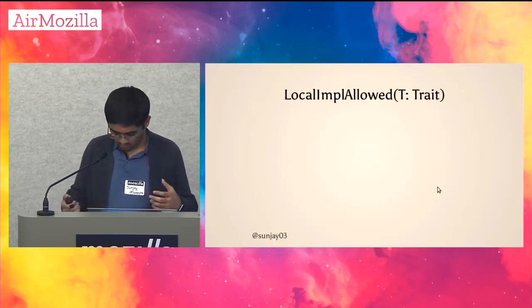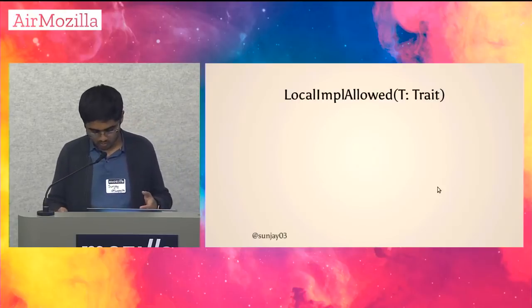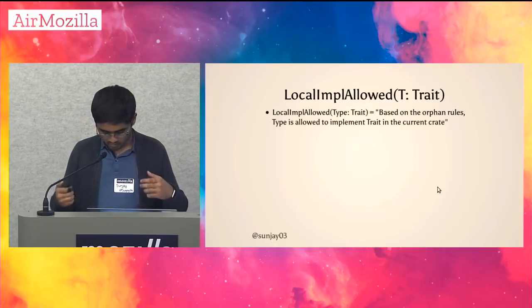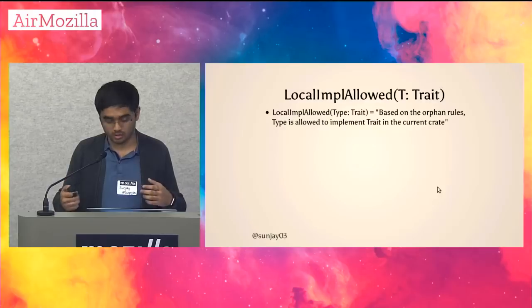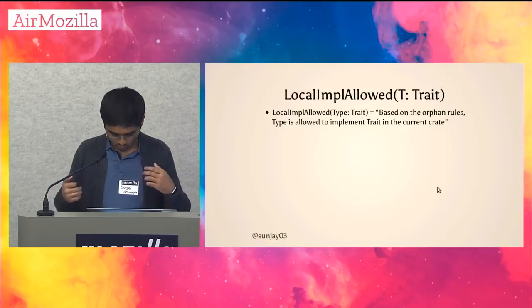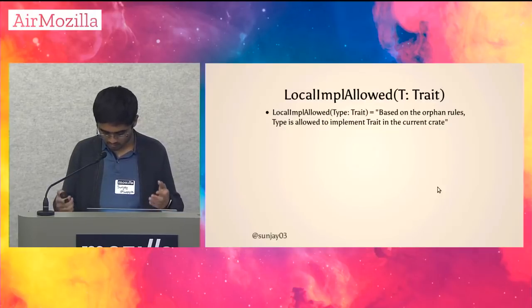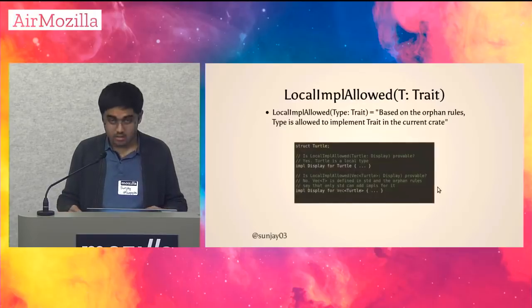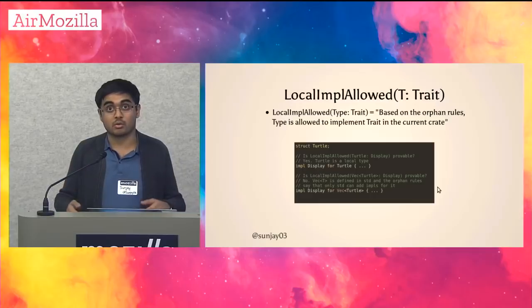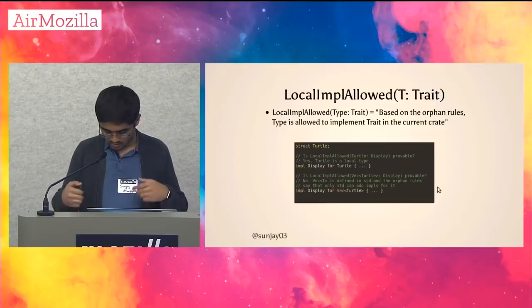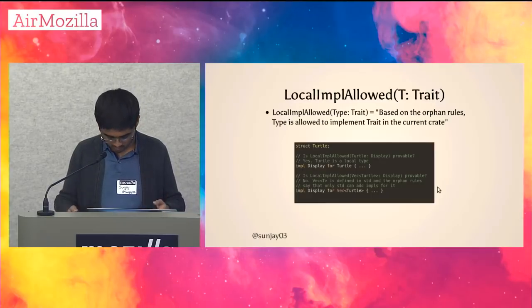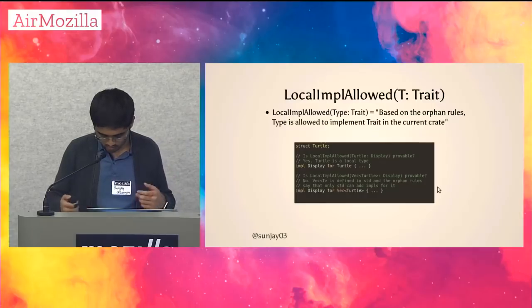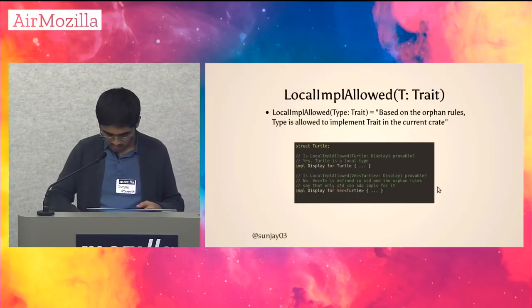So now let's talk about how this gets implemented in chalk. Well, the idea is that we create a new predicate called local impl allowed, which describes when a type is allowed to implement a trait under the orphan rules. Then we can go through each impl in our program and ask whether local impl allowed is provable for that impl. If it is, then we can move on. But if that isn't provable, we know that the orphan rules have been violated and that we need to produce an error.